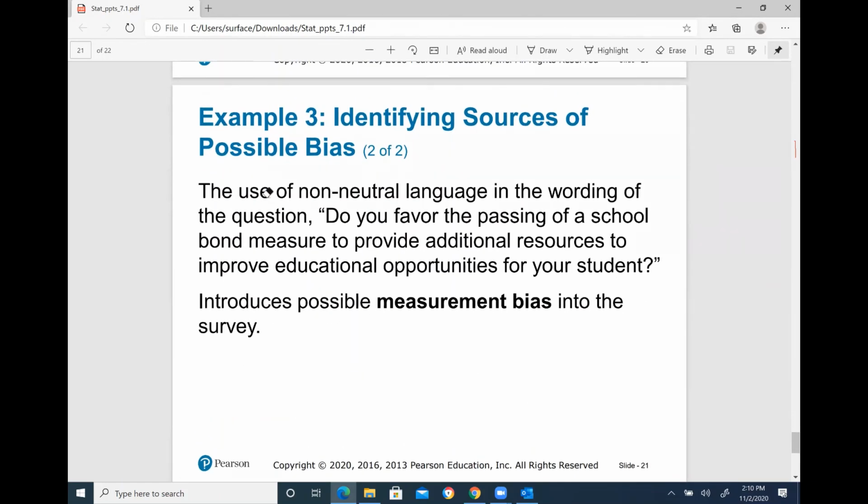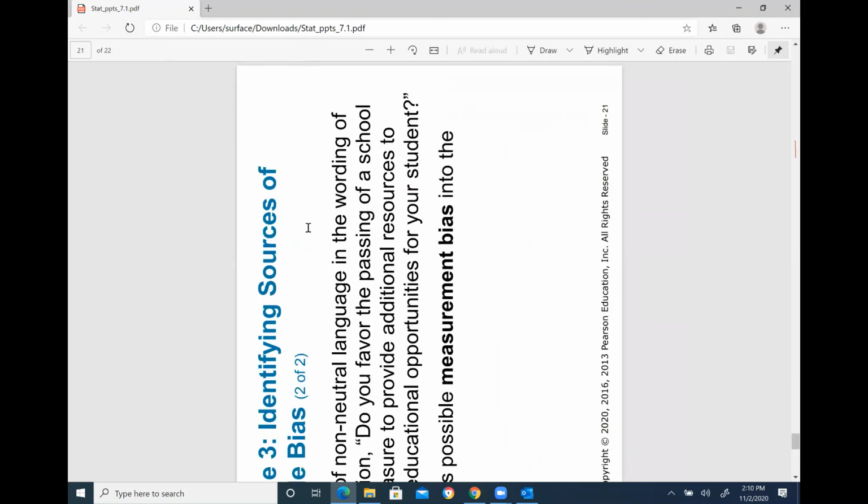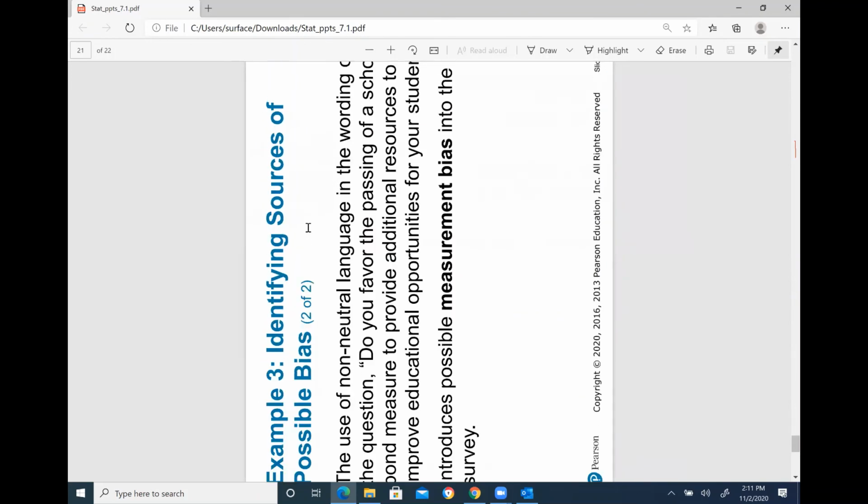What is it here? Example 3, identify sources of possible bias. The use of non-neutral language in the wording of the question. So here's the answer to the question, right? This introduces possible measurement bias into a survey. Here they say non-neutral language in the wording of the question. This is a component of measurement bias, right? Definitions.